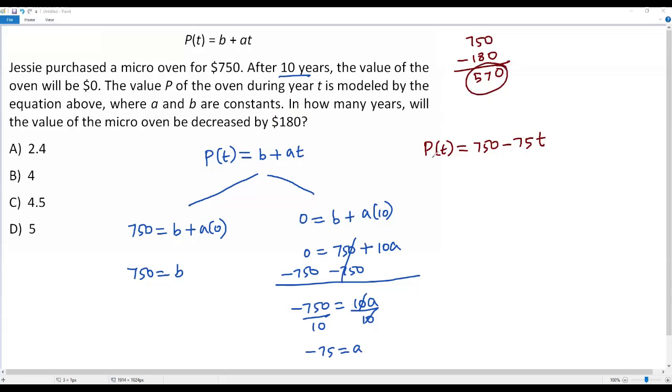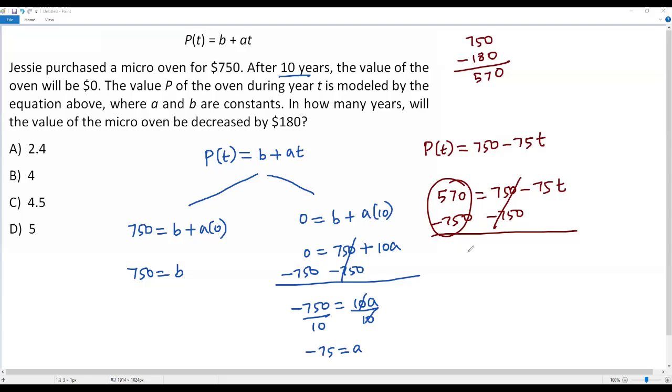Now we have to plug in this 570 for P of t and find the value of t. Okay, let me do it. So 570 equals 750 minus 75t. Now let me subtract 750 from both sides. When I do so, the positive 750 and negative 750 will cancel out. And when I combine these two numbers, I am getting negative 180 on the left side. On the right side, we have negative 75t.